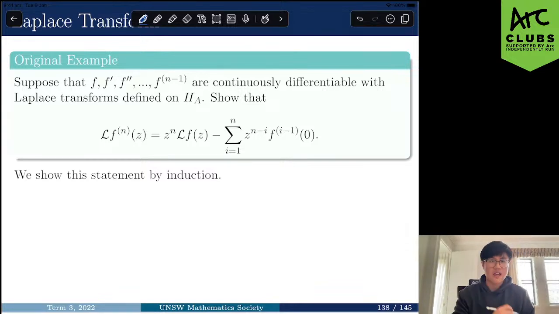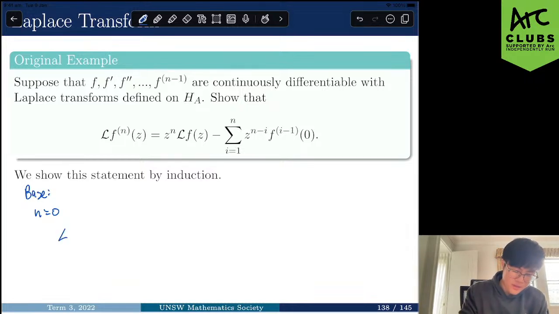It says, suppose that f, f dash, f double dash, all the way up to the (n minus 1)th derivative are continuous and differentiable, with the transform defined on H of a. Show that this formula here is true. To approach this, we'll be using induction. Let's start off with the base case. For the base case when n is equal to 0, that is pretty evident.